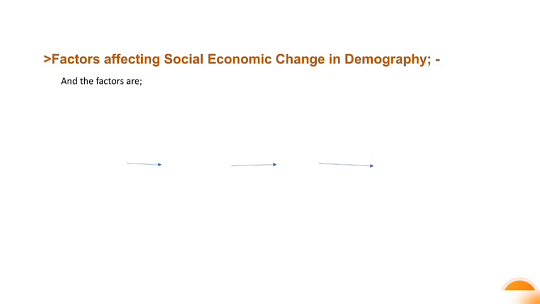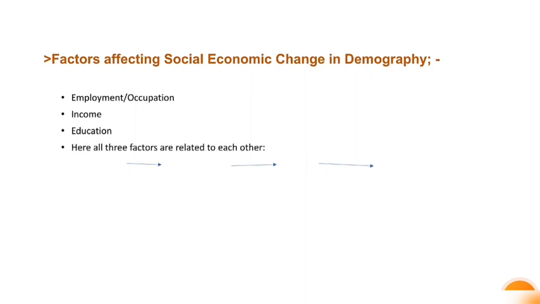The factors are: first one is employment or occupation, second one is income, third one is education. Here all three factors are related to each other one by one. How do they relate to each other?